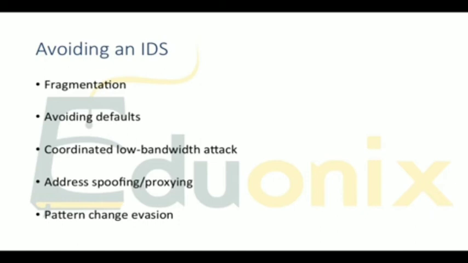Coordinate the scan among numerous attackers or agents, and allowing different ports or hosts to different attackers makes it difficult for the IDS to correlate and capture packets and deduce that the network is actually under attack or under a scan. So, address spoofing and proxying.